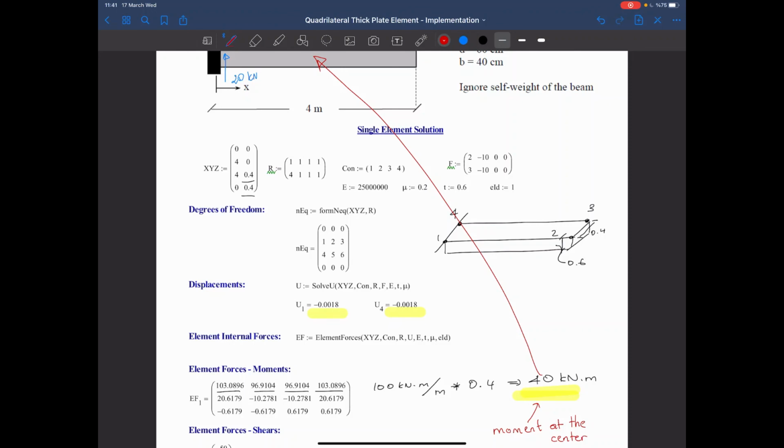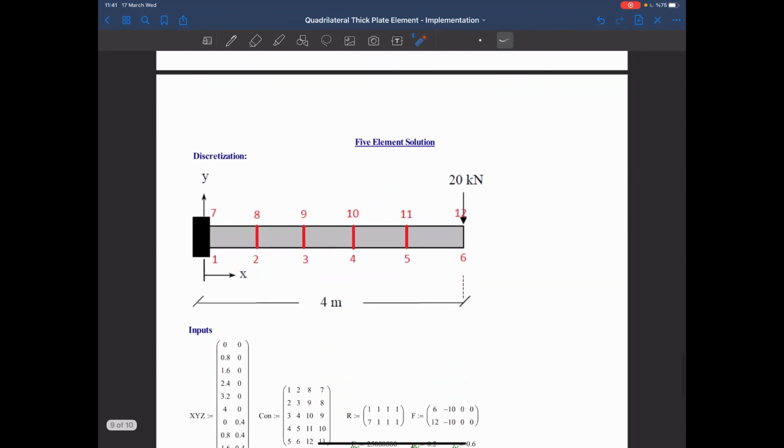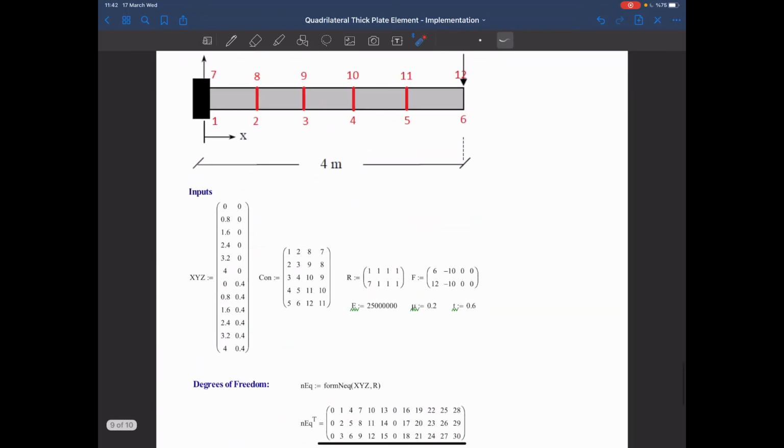Why moment at the center? Because with this point load, we expect to see a linear variation in the moment, in other words, a linear variation in the curvature. But this element approximates that linear variation with a constant moment. So what we get is the moment at the center. And the same thing occurs here. Again, we have constant curvature, so we are approximating the curvatures with this element as constant in each element. So the moment that we calculate here, 72 kilonewton meters, is nothing but the moment at the center of this element.